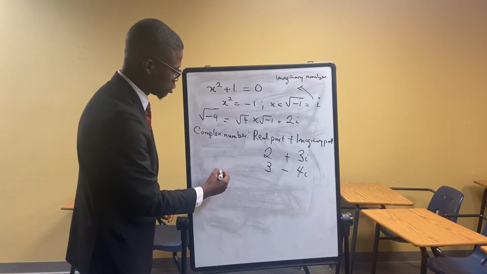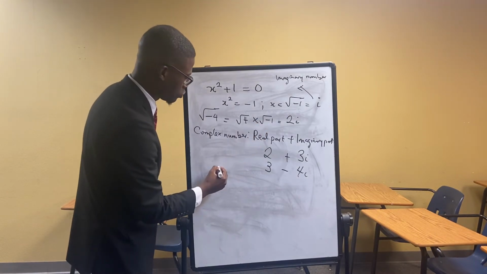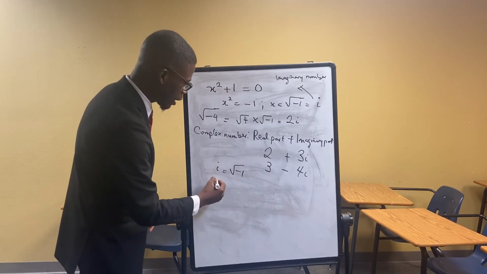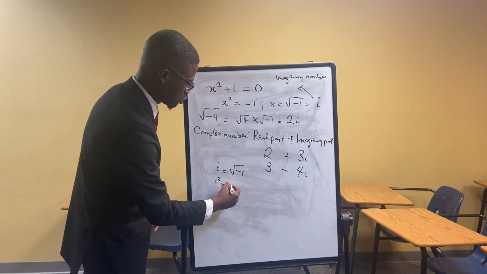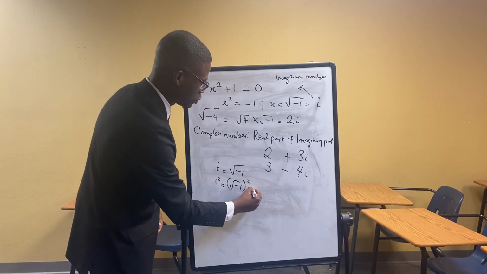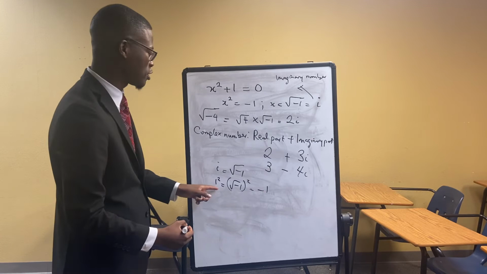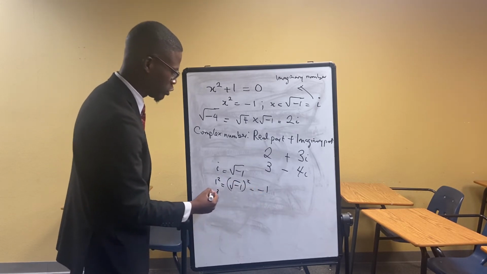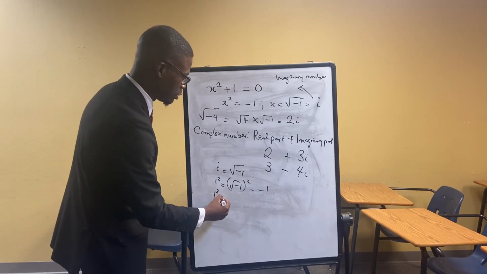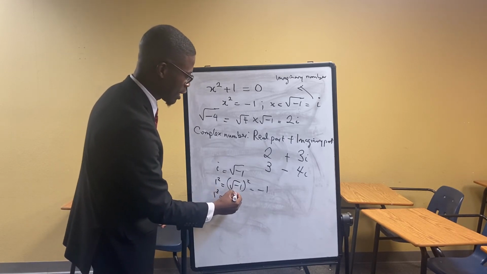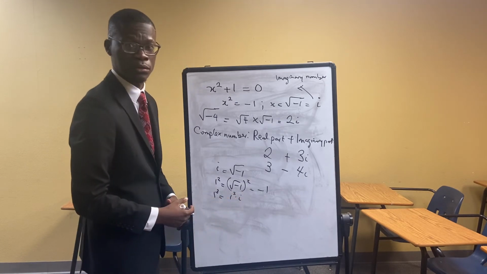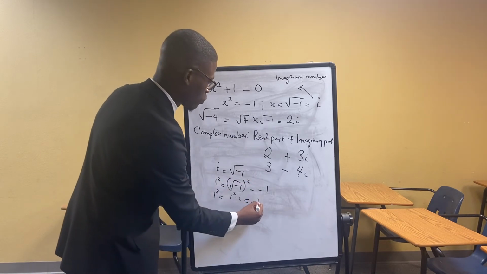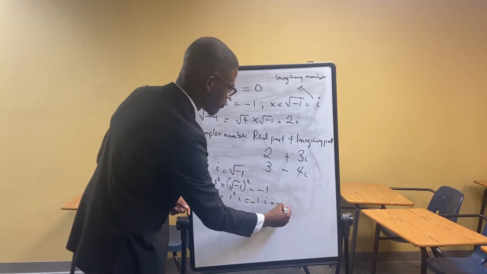One more thing. If i is the square root of -1, then i squared is what? The square root of -1 squared, which is -1. So i squared is -1. What is i to the power of 3? You can rewrite i to the power of 3 as i squared times i. But you already know i squared is -1. So -1 times i, which is -i.